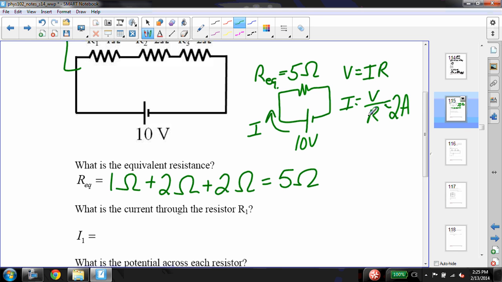But remember our rule, resistors in series have the same current. And it's the same current, in fact, as what's through the equivalent resistor. Okay, so my current then through R1 is going to equal what I'll call the equivalent current. That's the current that we calculated up here, and that's equal to 2 amps. When I say equivalent current, I mean that is the current through the equivalent resistor.